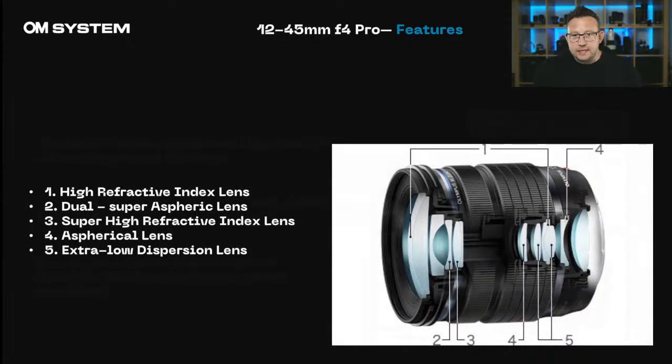So this is going to give you a breakdown of this 12-45 lens. It's a nice little cut through here, and what you'll see here is these are the lenses that I talked about earlier. So you've got your high refractive index lenses, that's your HR lenses, your dual super aspheric lenses, DSA lenses, super high refractive index lenses, that's a Super HR, not personnel, obviously. We've got Super HR at OM System and OM Digital Solutions, but this is Super HR for high refractive. And then you've got your aspherical lens in there and an extra low dispersion lens as well.